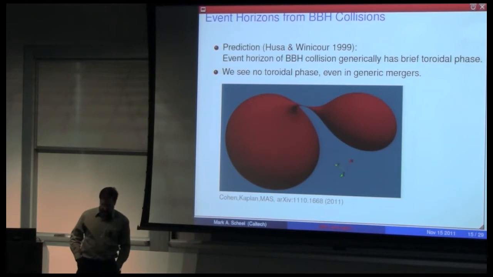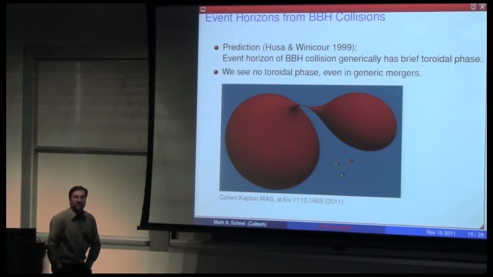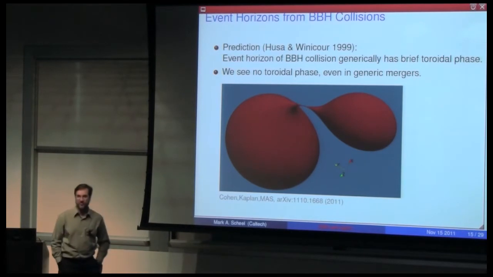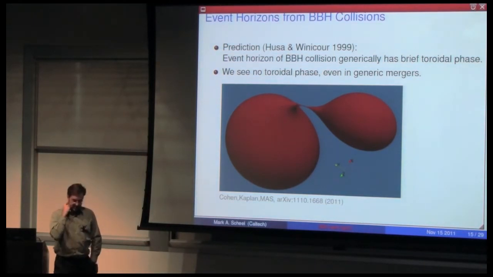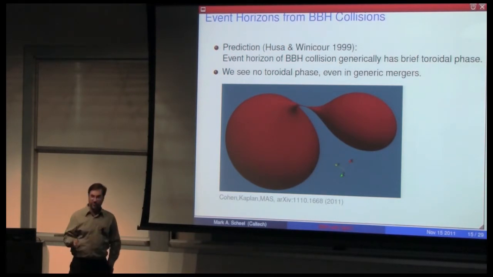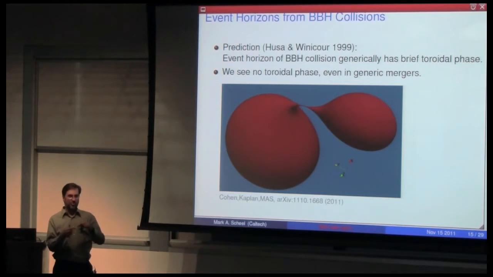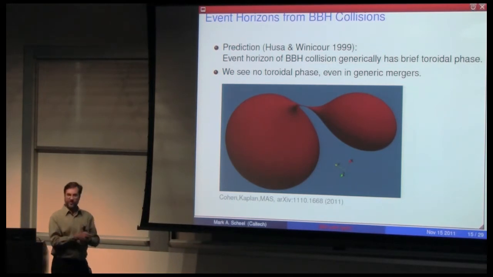Another thing that we've been looking at is event horizons. We were curious about the topology of event horizons and the structure of event horizons. There have been several papers in the past, one for instance by Husa and Winokur, that suggest that for a binary black hole collision, generically you should get a toroidal event horizon for some short period of time. And we don't see any toroidal phase in our event horizons.